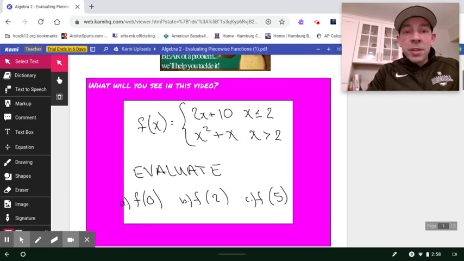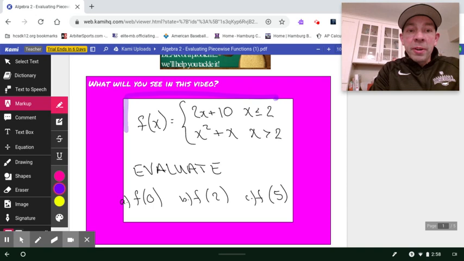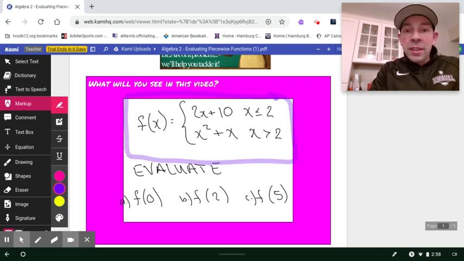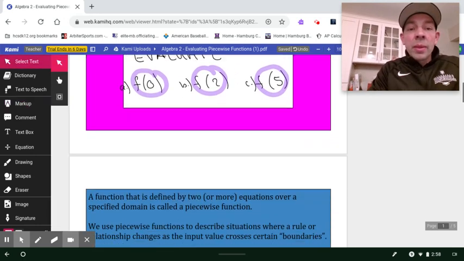What are we going to see in this video? Basically, we're going to focus on one type of example. Here's an example of a piecewise function right here. These are your domains that we'll talk about in a little while. Based on those domains, we're going to try to evaluate something like f of 0, f of 2, f of 5. Each time we evaluate one of those, we've got to decide, do I want 2x plus 10 to be my active function, or do I want x squared plus x to be my active function? So that's where we're heading tonight.